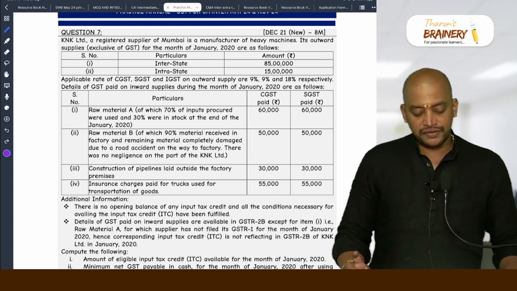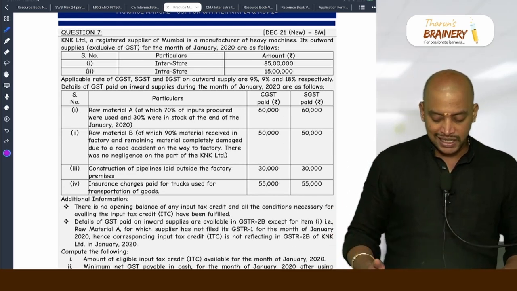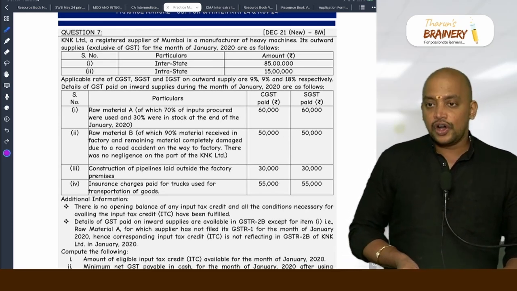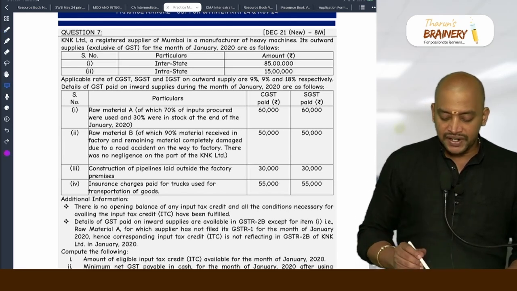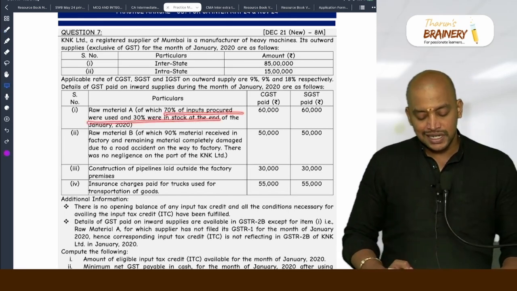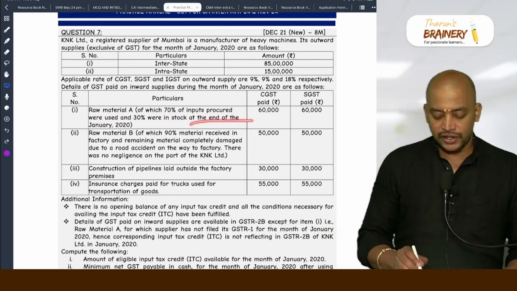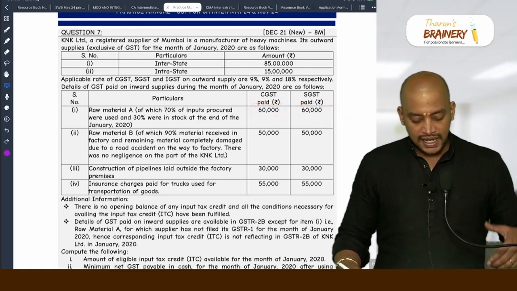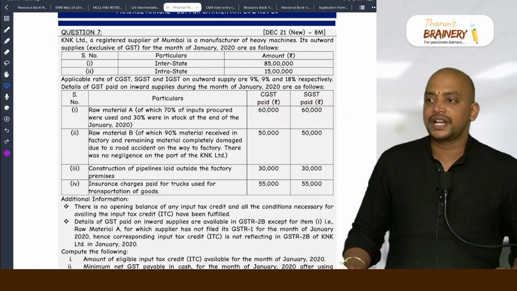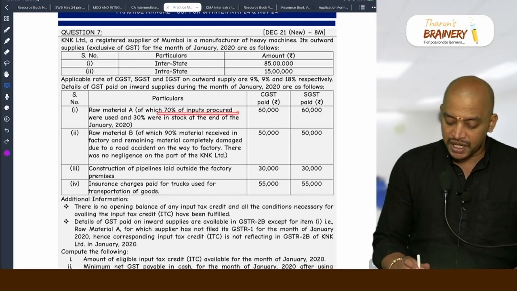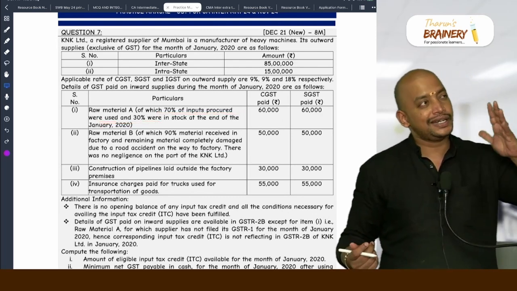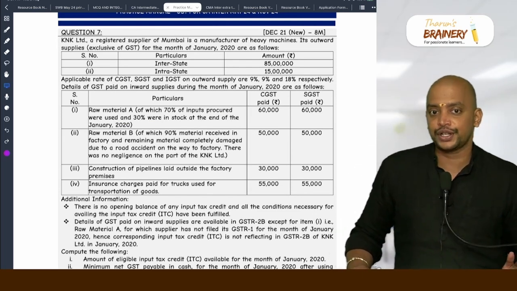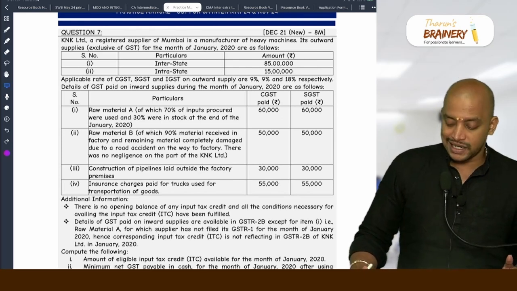Details of GST paid on inward supply during the month of January 2020 are as follows. So these are the details of inward supplies. Raw material A, of which 70% of the inputs procured were used and 30% were in stock at the end of January 2020, that is CGST 60,000 and SGST 60,000. Can we take ITC with respect to this raw material A? Yes. Out of which 70% procured were used and 30% were in stock. Let it be, because we have one point: if the inward supplies are used or intended to be used in the course or furtherance of business, we can take ITC accordingly.